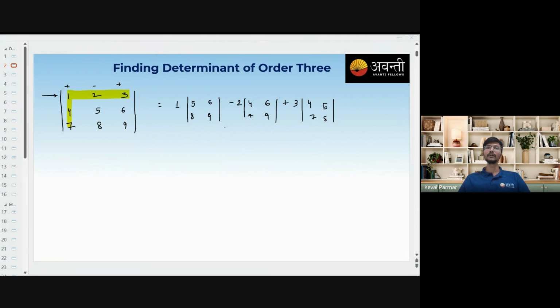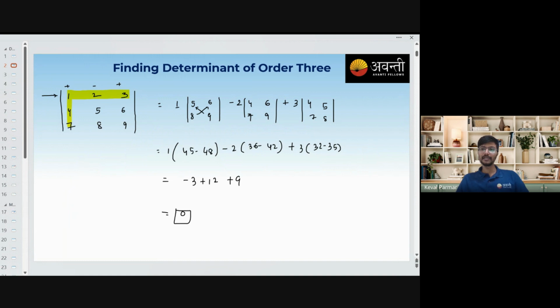Now, these are the second order determinants. I hope you know how to calculate them. So it will be 1, we just cross multiply, correct? So 9 fives are 45 minus 48, minus 2 times 36 minus 42, plus 3 times 32 minus 35. So I'll get minus 3 plus 12 plus 9. So this comes to 0.